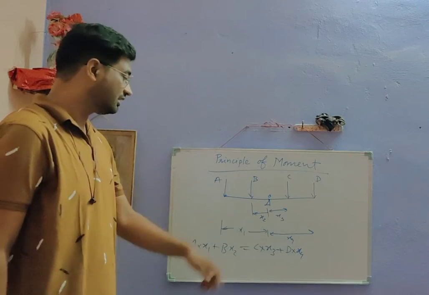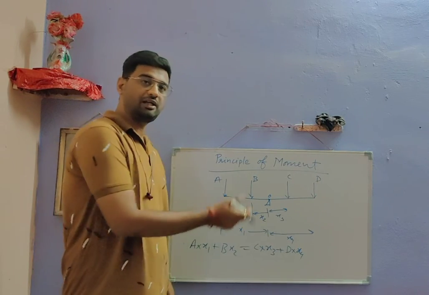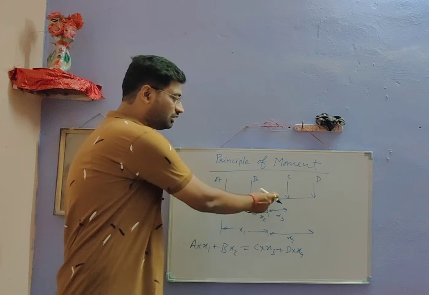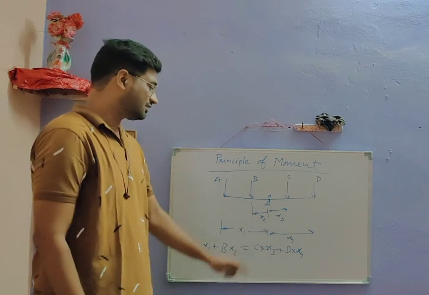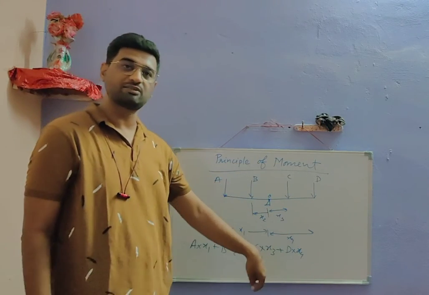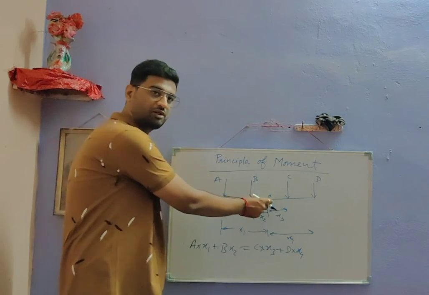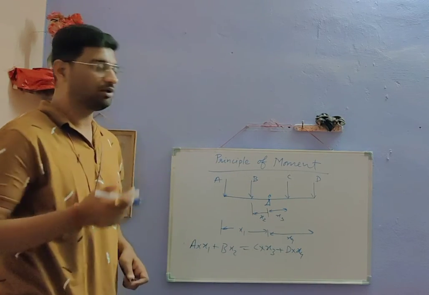So as you can see here, the sum of anti-clockwise moments about the point is equal to the sum of clockwise moments about the same point. So this is the principle of moments.